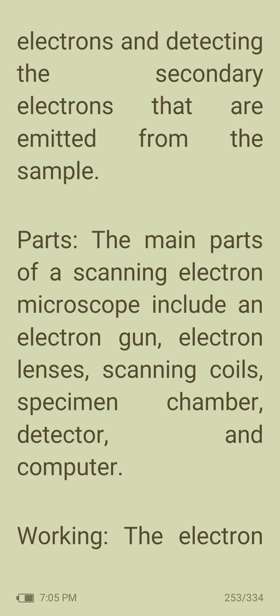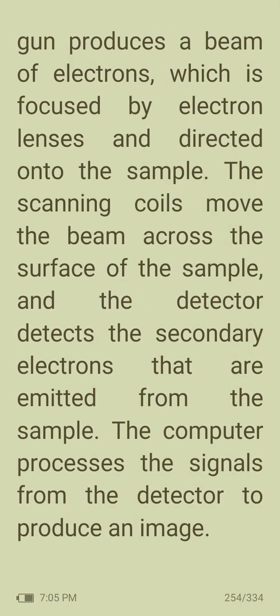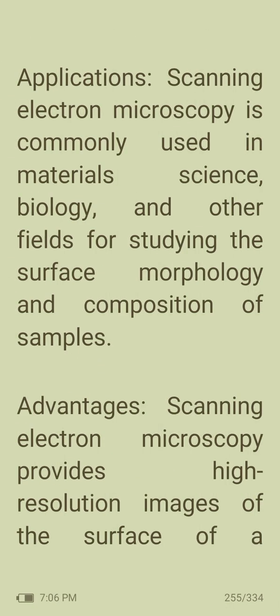The main parts of a scanning electron microscope include the electron gun, electron lenses, scanning coils, specimen chamber, detector, and computer. The electron gun produces a beam of electrons which is focused by electron lenses and directed onto the sample. The scanning coils move the beam across the surface of the sample, and the detector detects the secondary electrons that are emitted from the sample. The computer processes the signals from the detector to produce an image.